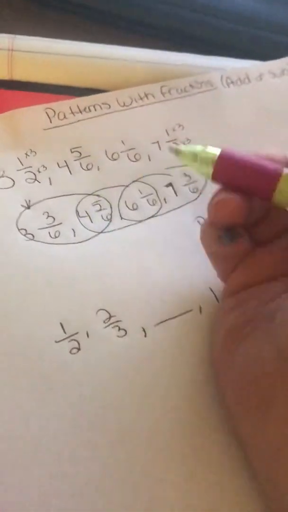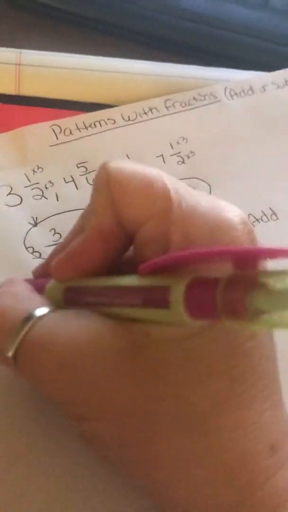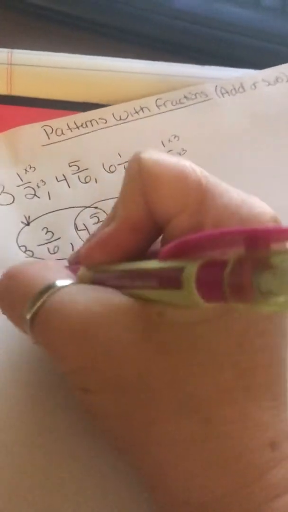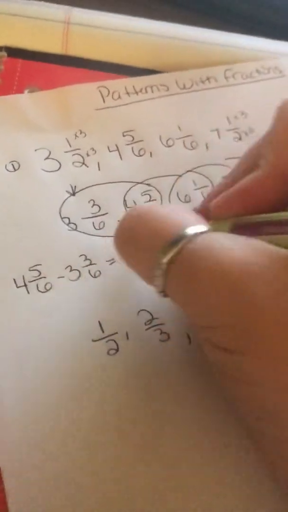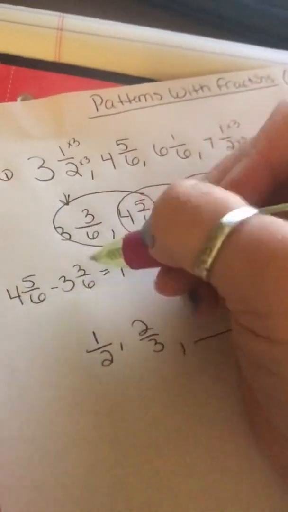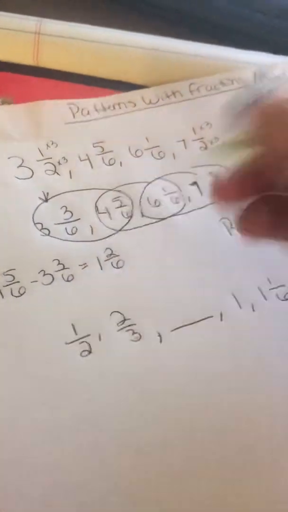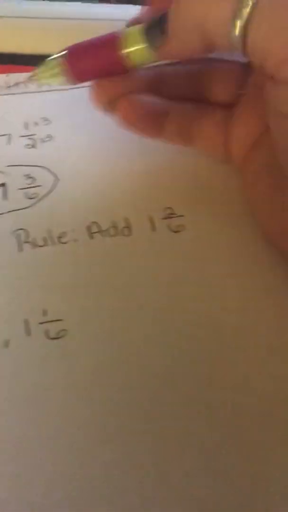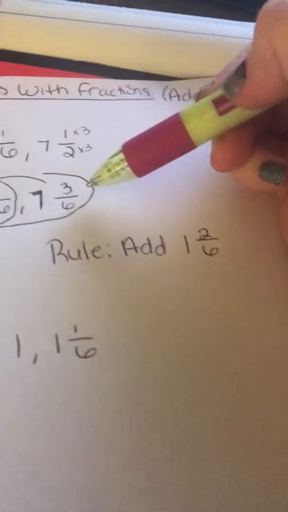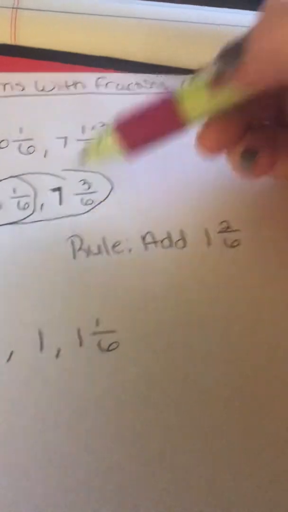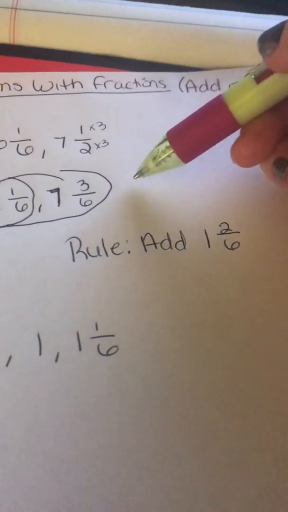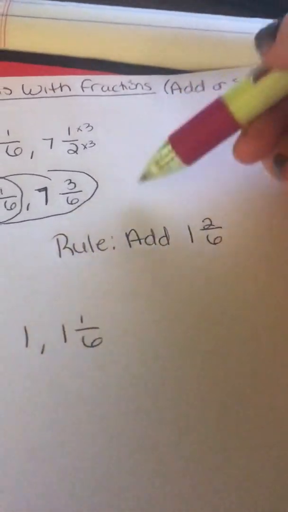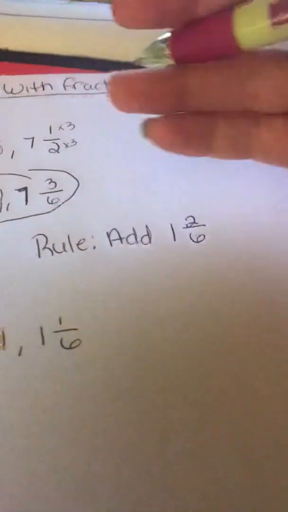I'm just going to pick the first two. They are not in the proper order to subtract. I need my larger valued number in the front. So now when I subtract them, 4 minus 3 is 1, and 5/6 minus 3/6 is 2/6. Which means my rule is add 1 and 2/6. So if I needed to continue my rule, I would come to the last number and add 1 and 2/6, and that is how I can continue the rule.